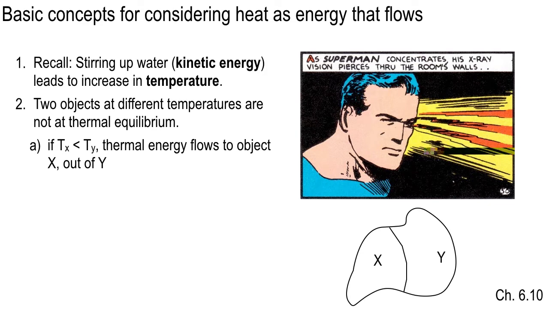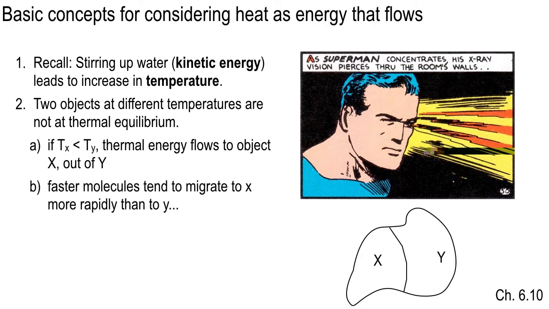And what that means is that the average kinetic energy of the molecules in Y is higher. There's more kinetic energy on average in Y than there is in X because the temperature of Y is higher. The temperature is proportional to the average kinetic energy. So on average, there's more over here in Y, at least to start. And so those faster molecules tend to migrate to X more rapidly than the slowpoke molecules go from X over to Y.